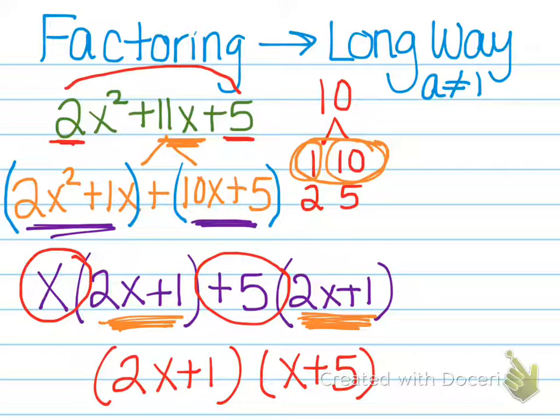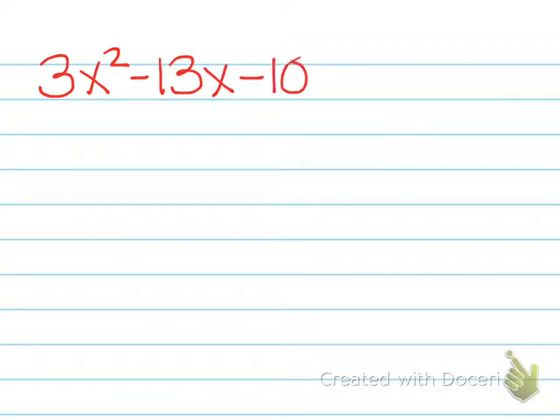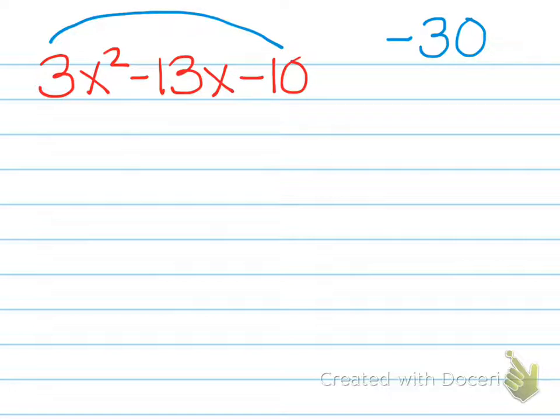Alright, let's look at another example. Alright, let's do 3x squared minus 13x minus 10. The very first thing you do, 3 times 10, and that gives us negative 30. So now we are going to do a factor tree of negative 30.